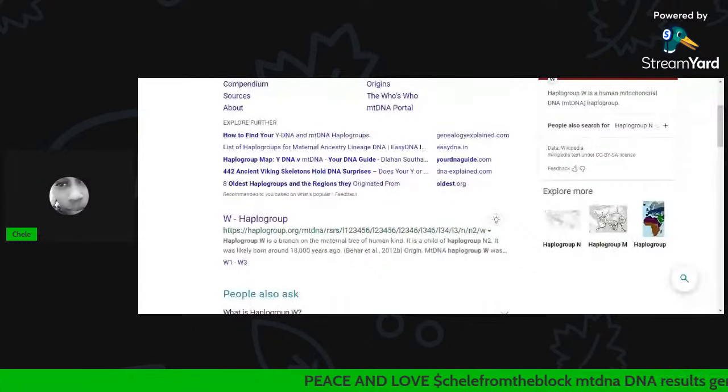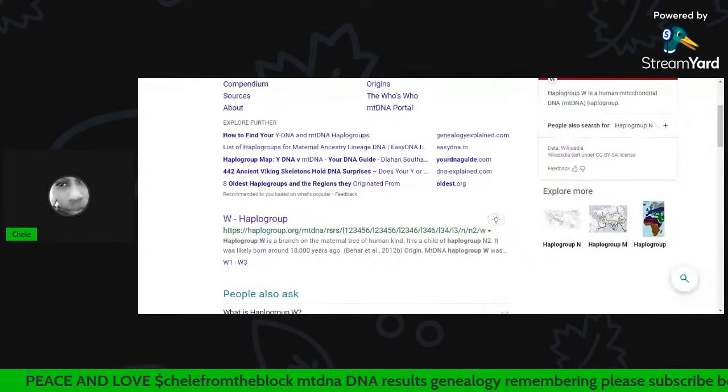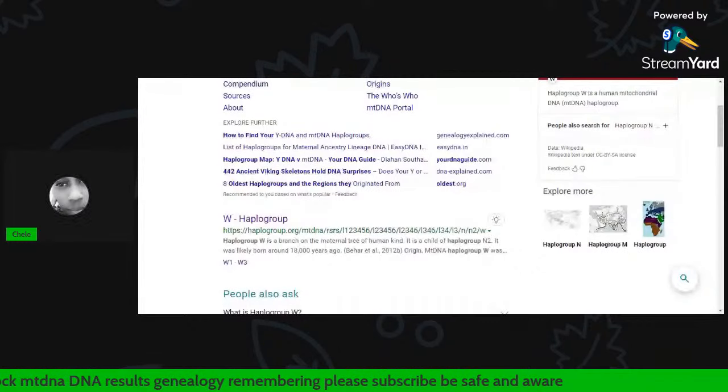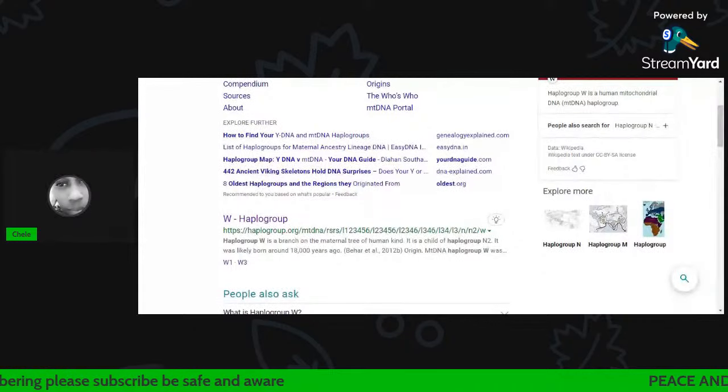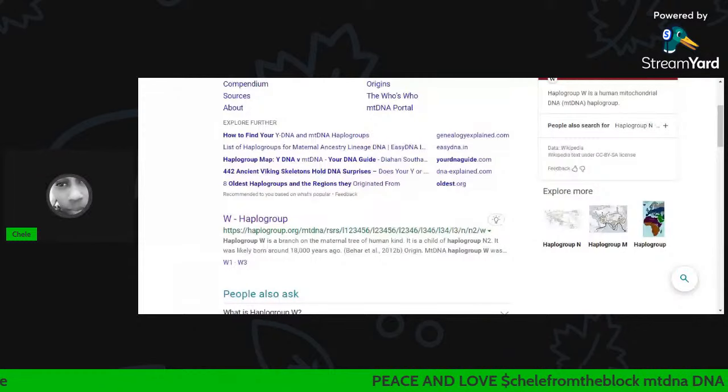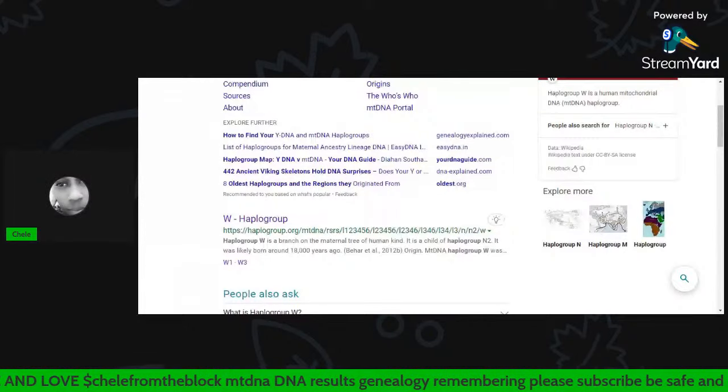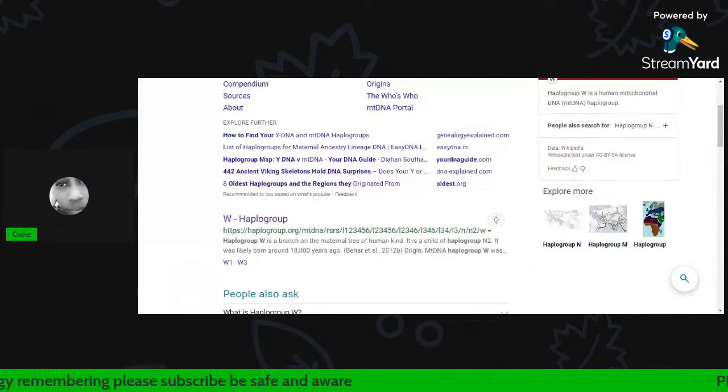Are they serious? Haplogroup W is a branch on the maternal tree of humankind. It is a child of haplogroup N2, and that's interesting again because W is a child of N2, but I have N of 2.45%, which is actually equivalent to T. I know that's America's, but I'm gonna hush.